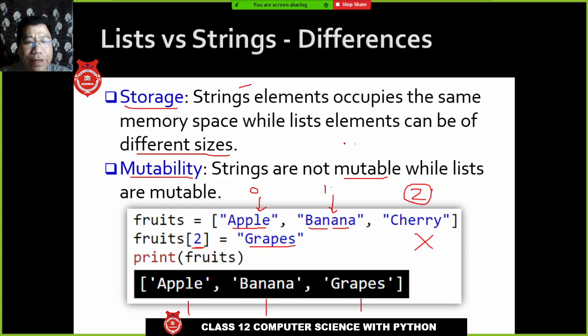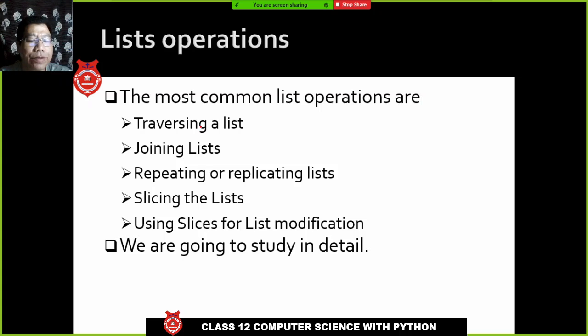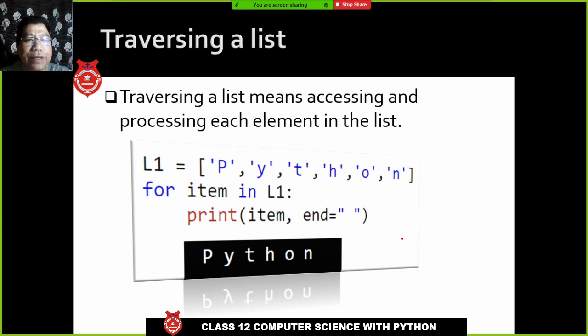Alright, I hope it's clear. Now let's talk about list operations. The most common list operations are traversing, joining a list, repeating or replicating, slicing, and using slices for list modifications. And we are going to study all these things in detail, one by one. All right, let's study one by one.